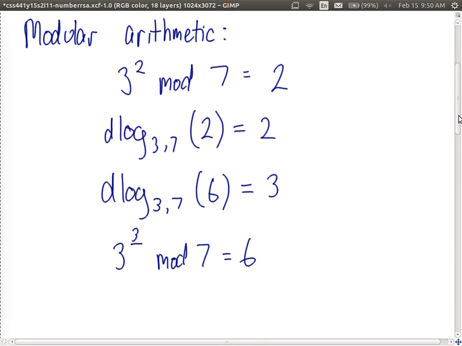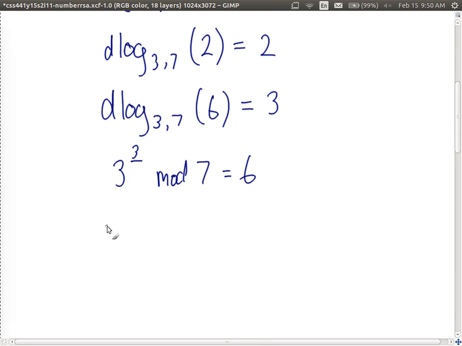What about another number? We'll stick with small numbers so you can easily check them. Stay with mod 7. Discrete log base 2 mod 7 of 4. Think about what the exponent should be. Think about the exponentiation operation. 2 to the power of something mod 7 equals 4. What is that something?